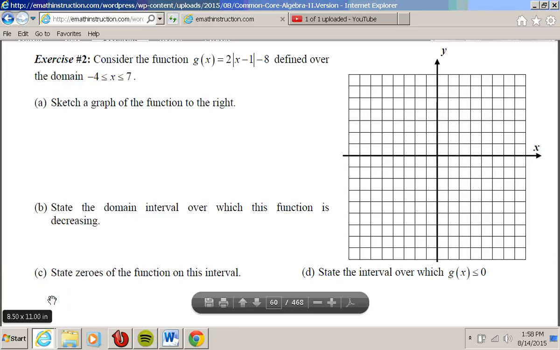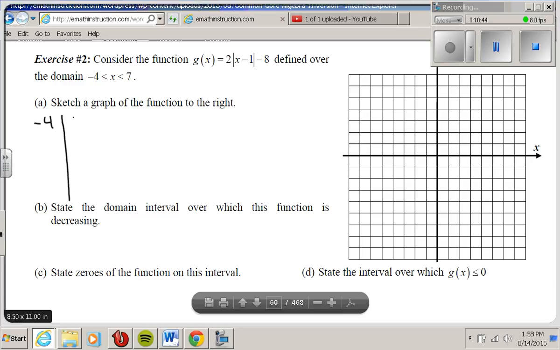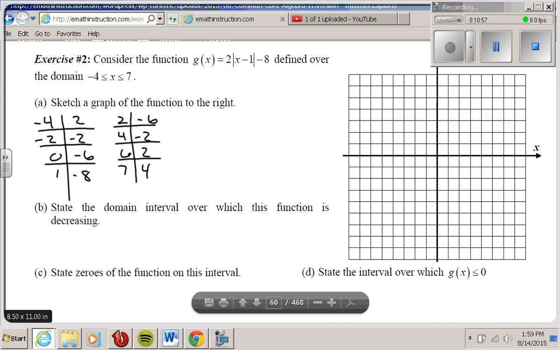Okay, so my table, I've got -4, 2, -2, -2, 0, -6, 1, -8, 2, -6, 4, -2, 6, 2, 7, 4. So that's on my restricted domain. Notice I started at 4 and I ended at 7. Restricted domain.